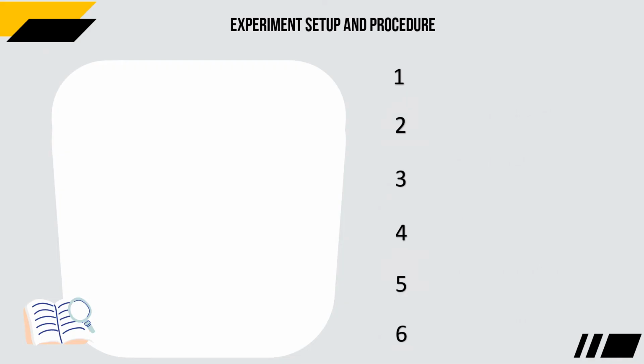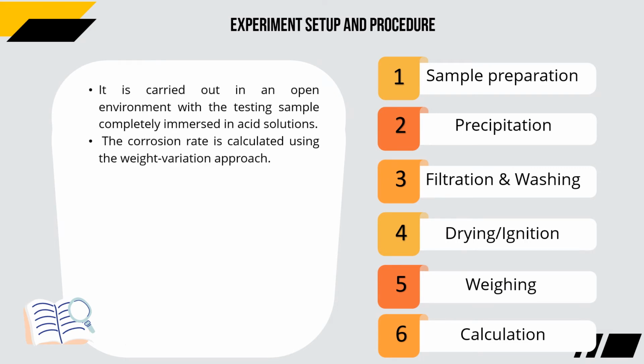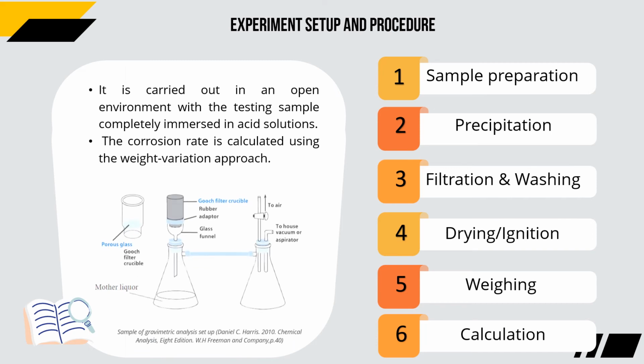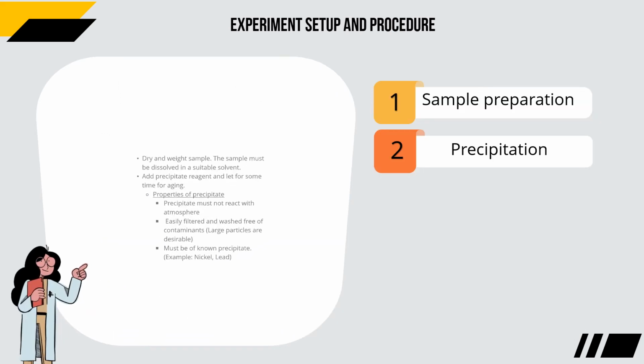The procedure to perform gravimetric analysis consists of 6 stages as shown here. Next, the experiment setup for gravimetric measurement is in an open environment with the testing sample being immersed into an acid solution. An example of a commonly used electrolyte is sodium chloride. The example of apparatus setup can be referred to from the attached image. The first procedure is to dry and weigh the sample.